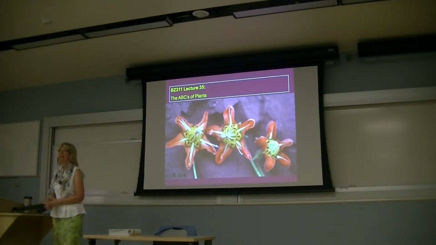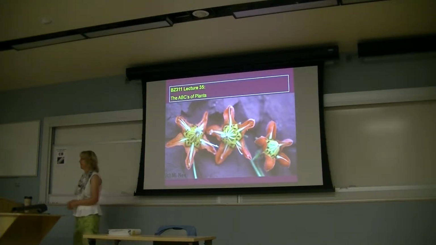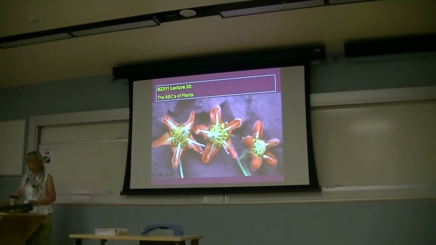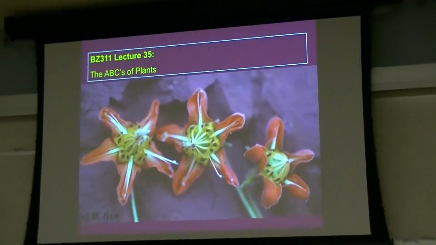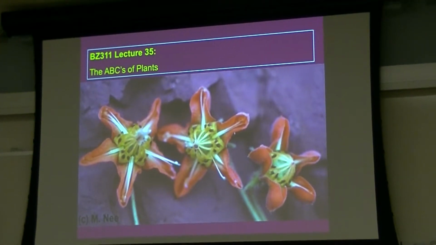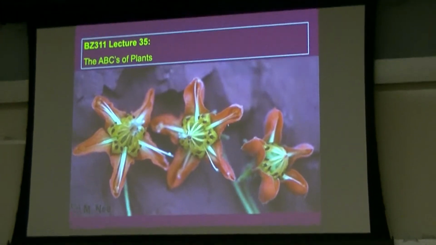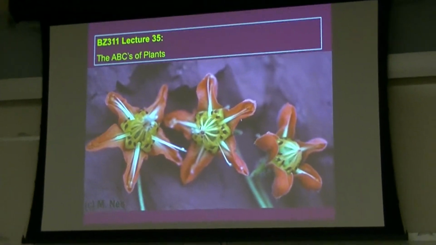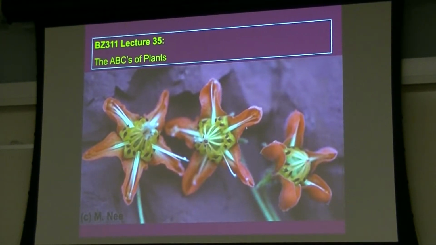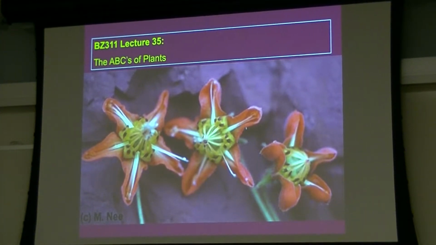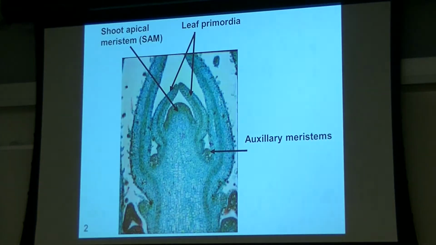All right, so for the last lecture, we're still talking about plants, and we'll talk a little bit more about patterning in plants, especially of flowers. And this again gives me a chance to do a little bit of compare and contrast to what we learned about patterning in animals, so that we can see some of the mechanisms behind this.